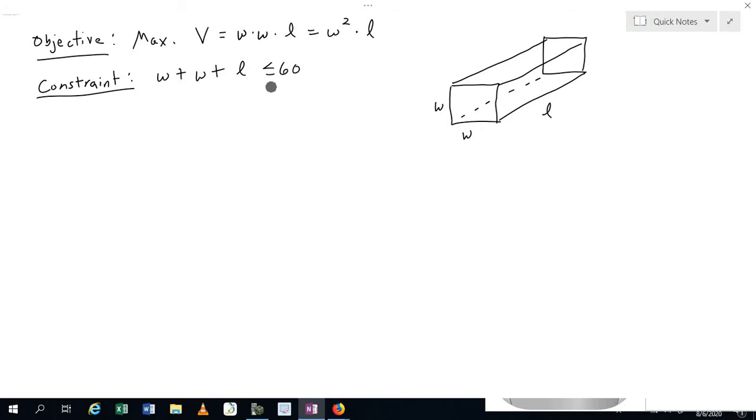Okay, but I think it makes sense to write this as an equal sign, because if you want to maximize the volume of the box, you're going to try to use as much of this 60 inches as you possibly can. So you're actually going to make sure that the sum of these three actually equals 60. It wouldn't make sense to have it be less than 60, because you want the volume of the box to be as big as possible. Okay, so let's write this as equals 60, and then this is just 2W plus L. So that's our constraint equation.